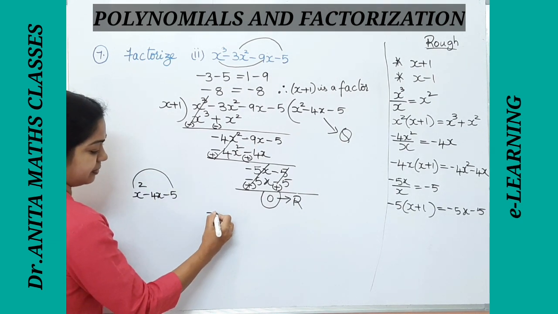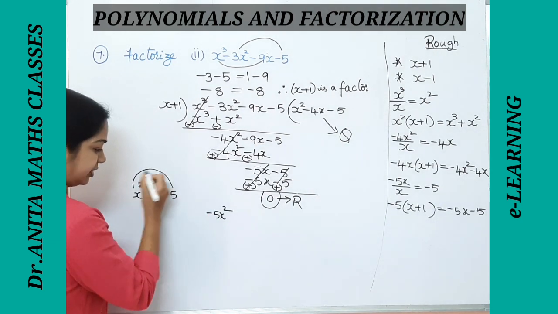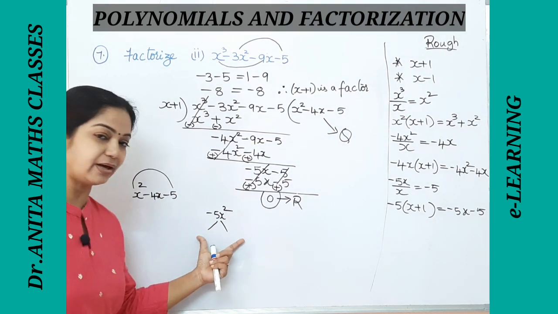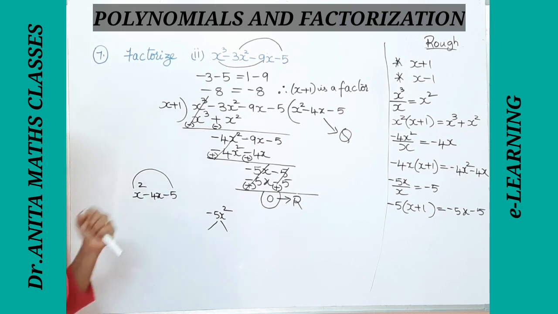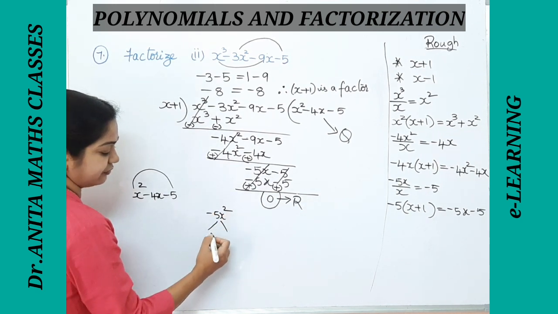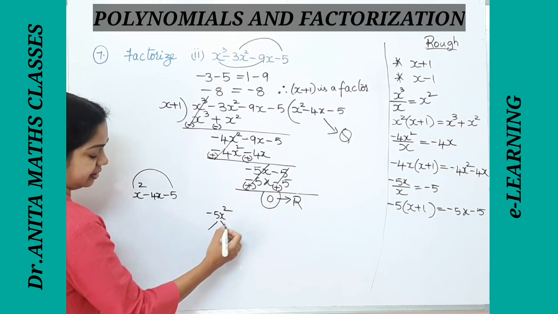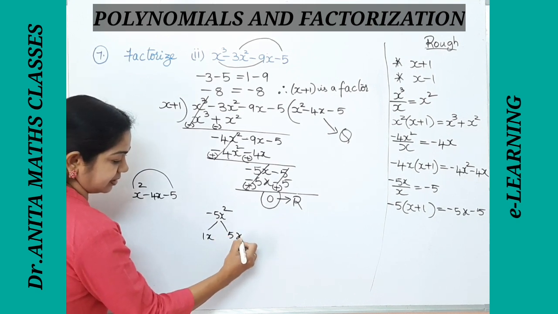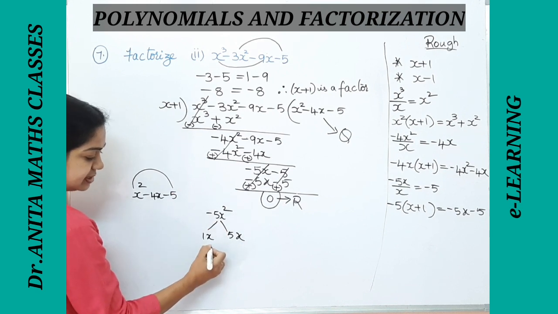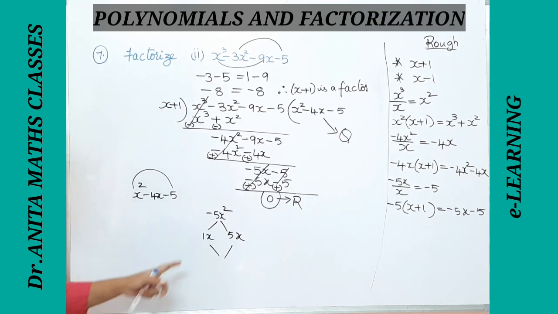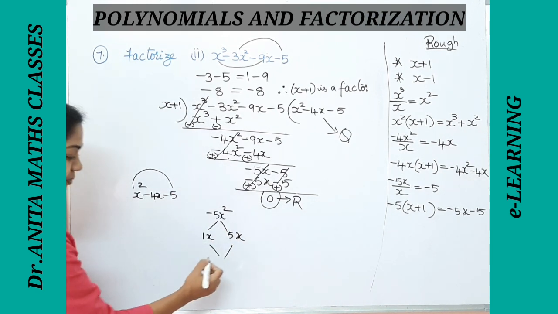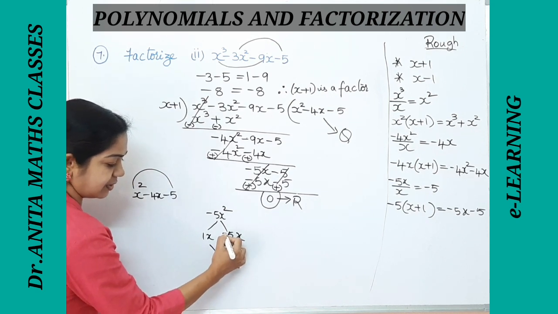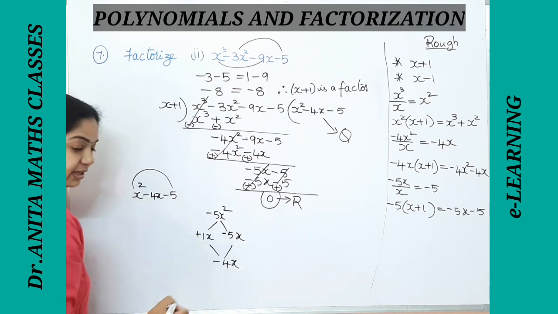Product of the extremes, minus 5x square. Having taken the product, we have to split it into such factors that if you add or subtract, you have to get the middle term. So let me take the factors of 5, which are 1 and 5. So let me take 1x, 5x. If you multiply, you should get this, and according to the signs, if you add or subtract, you have to get the middle term. The middle term is minus 4x. So to get minus 4x, the bigger one should be minus. The next one I'll keep as plus.